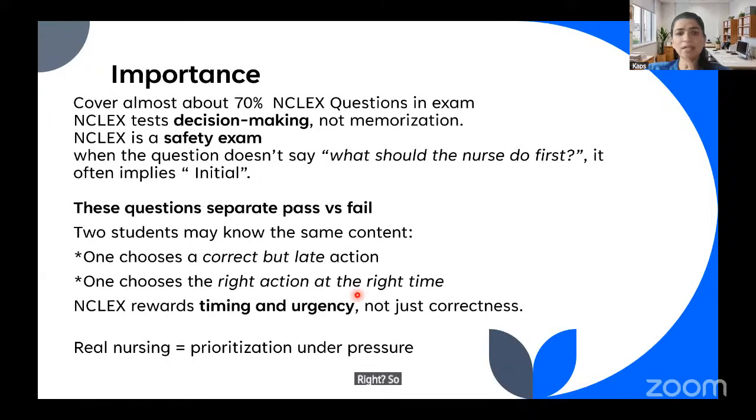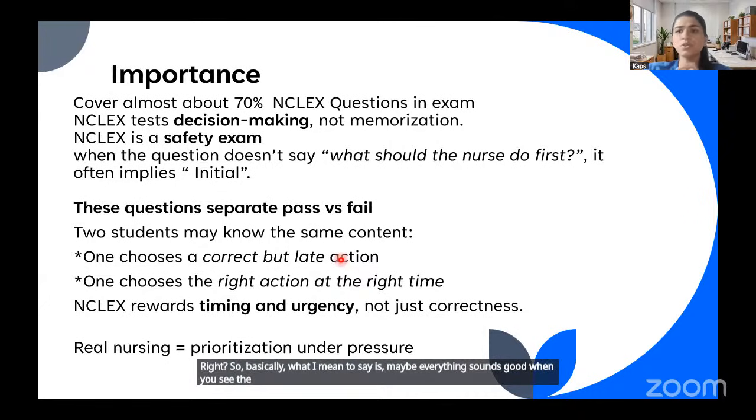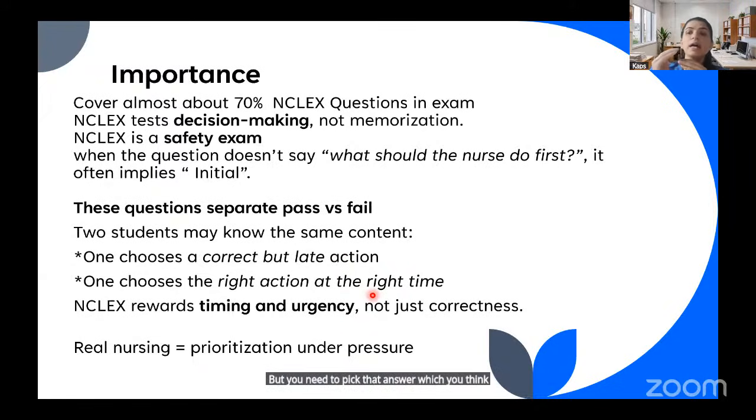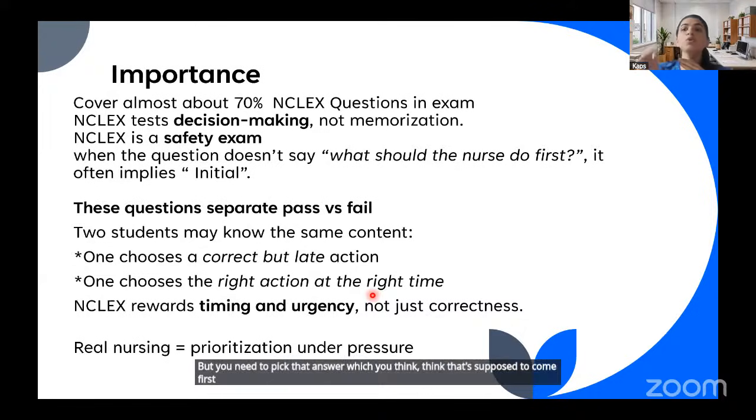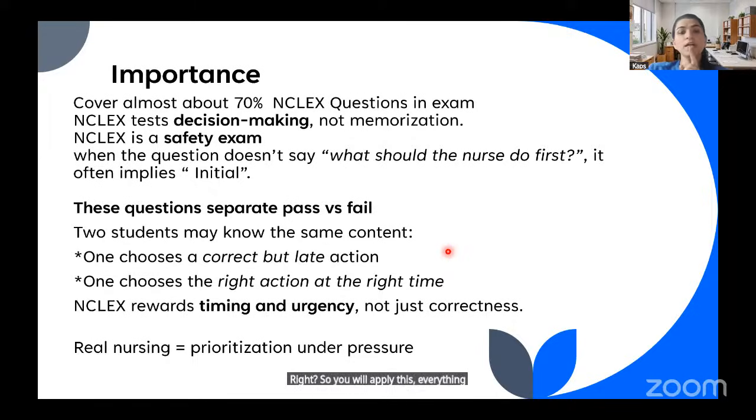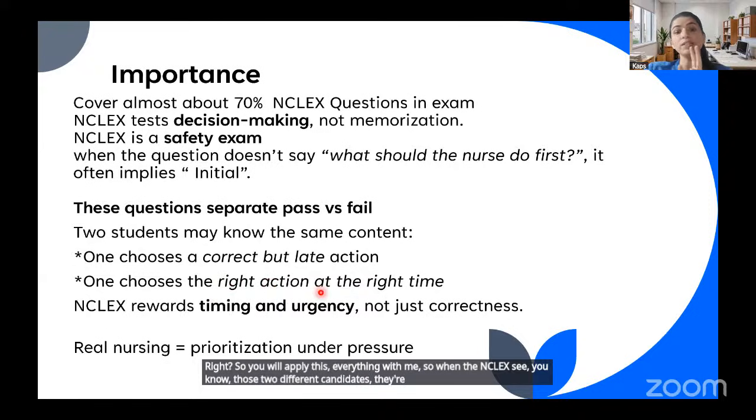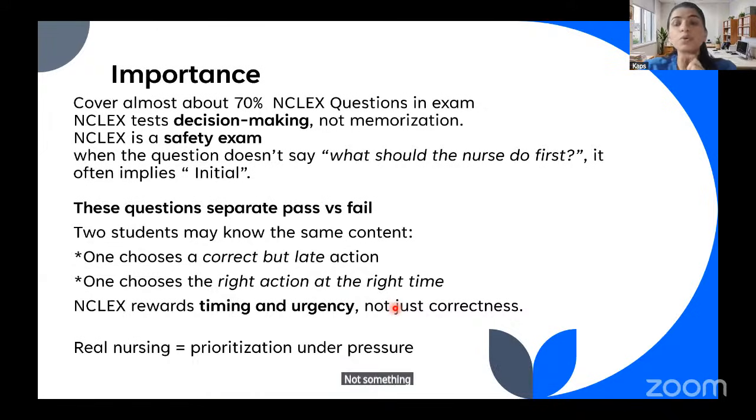So basically, what I mean to say is maybe everything sounds good when you see the four options or three options, or you're stuck between two options, but you need to pick the answer which you think is supposed to come first before you go for the other nursing intervention or another assessment in that question. You will apply all of this with me. When the NCLEX looks at those two different candidates, they're going to reward the timing and urgency in those questions, not something you know from the books.